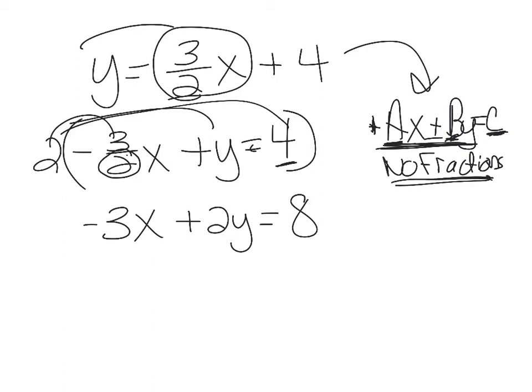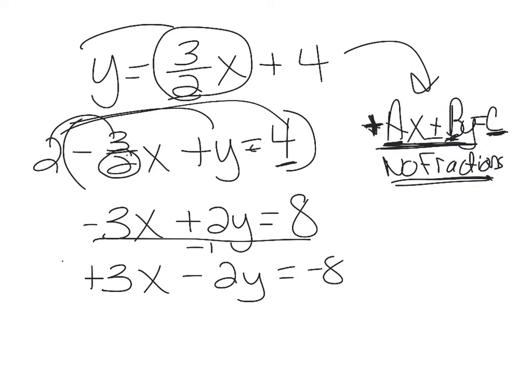The one last thing is that the answers on most standardized tests have a positive x. So to make that positive, all you have to do is change the x to positive and then change all of the other signs. And y'all, this is the same thing as dividing by negative 1. If I divided all of this by negative 1, then it'd be positive 3x minus 2y equals negative 8. Okay? So this is our answer.